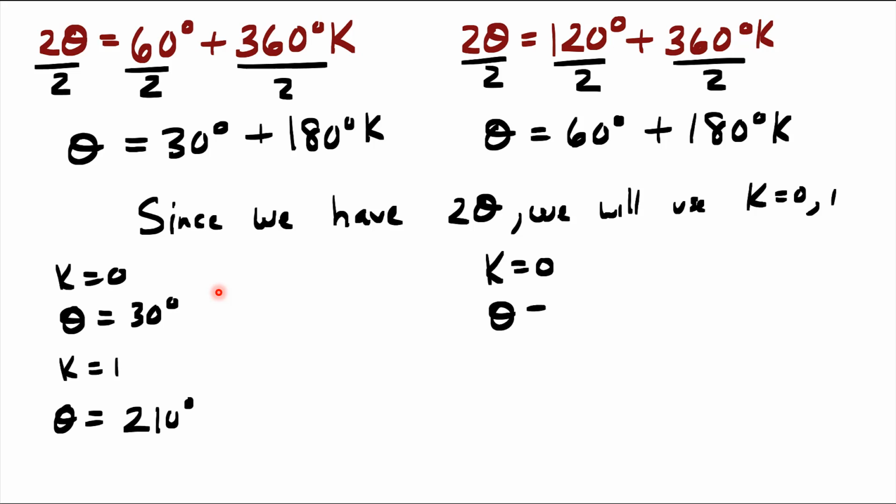For our second one here, that goes away completely. So that's just going to be 60 degrees. Perfect. K is equal to 1. It'll be 60 plus 180. So 60 degrees plus 180 degrees would be 240. Perfecto. Okay. There it is. There's the 4 answers that we have.